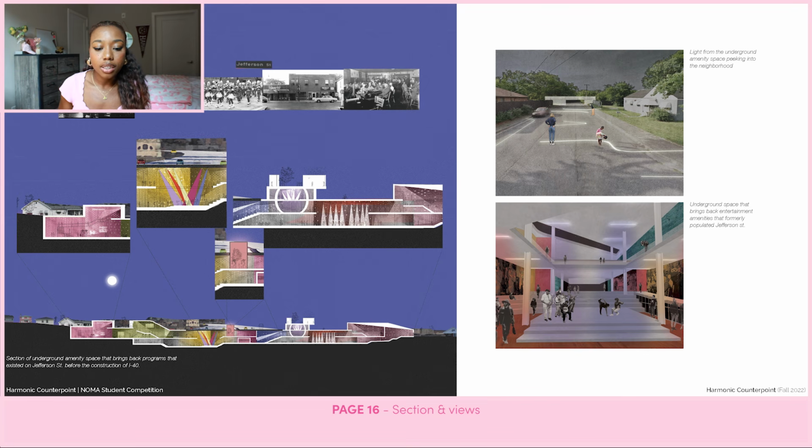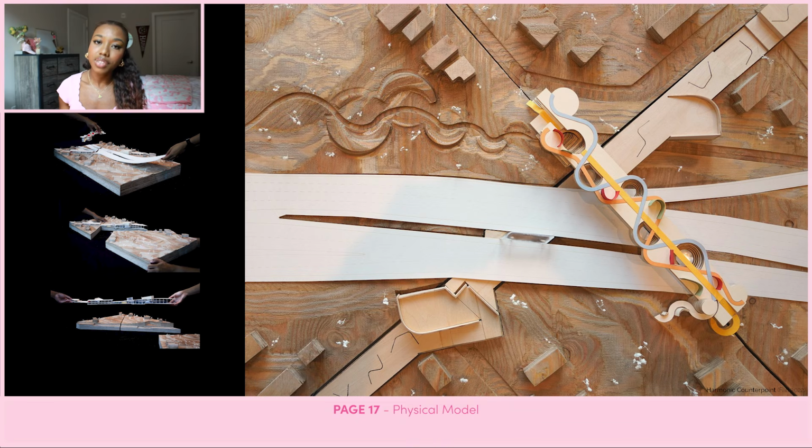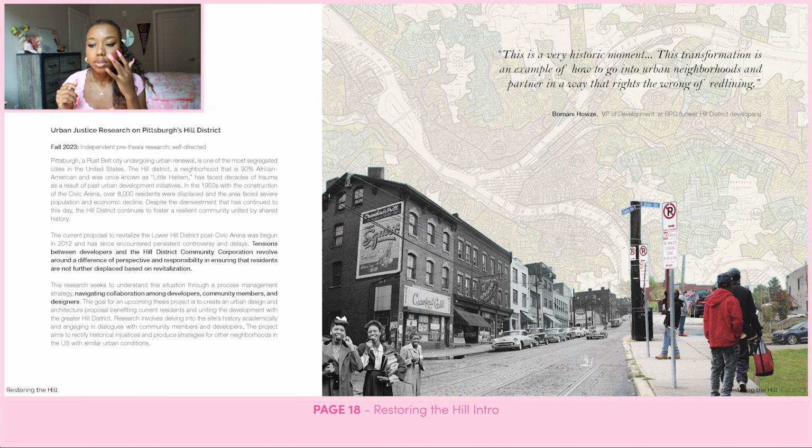And the section on the right is just showing first some of the programs, like music performing spaces, that were bulldozed when the highway was built and how we're integrating those back into our proposal. And we also had a physical model that was there. I think when applying to grad school, if you have physical work like this, it's really good to show, especially now in the age of AI. I think professors really appreciate seeing things that are hand built and hand put together.